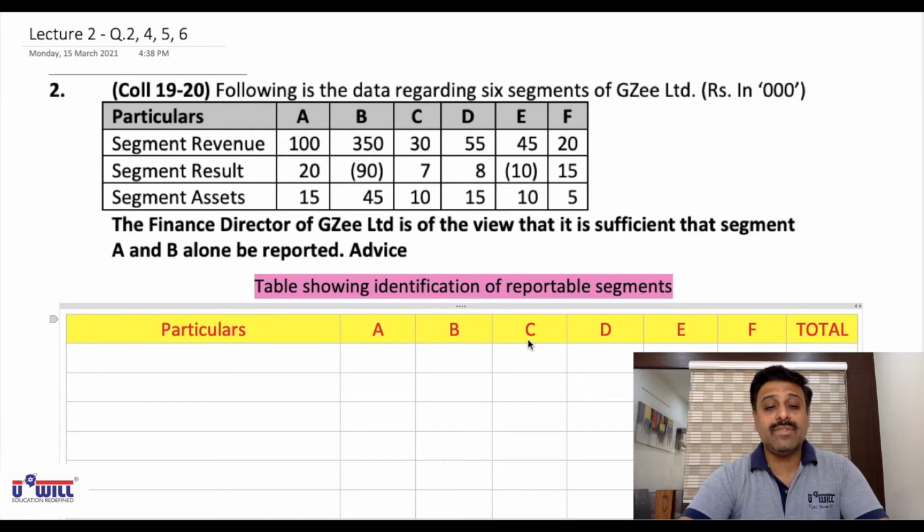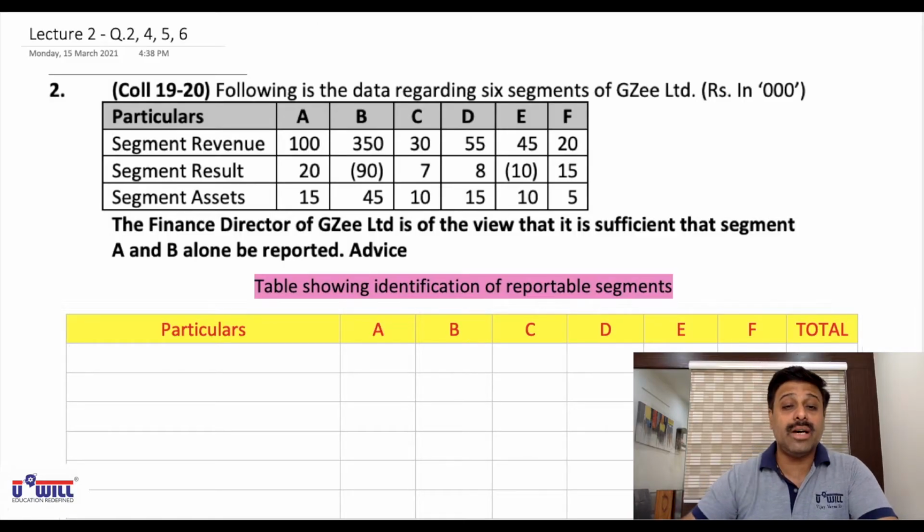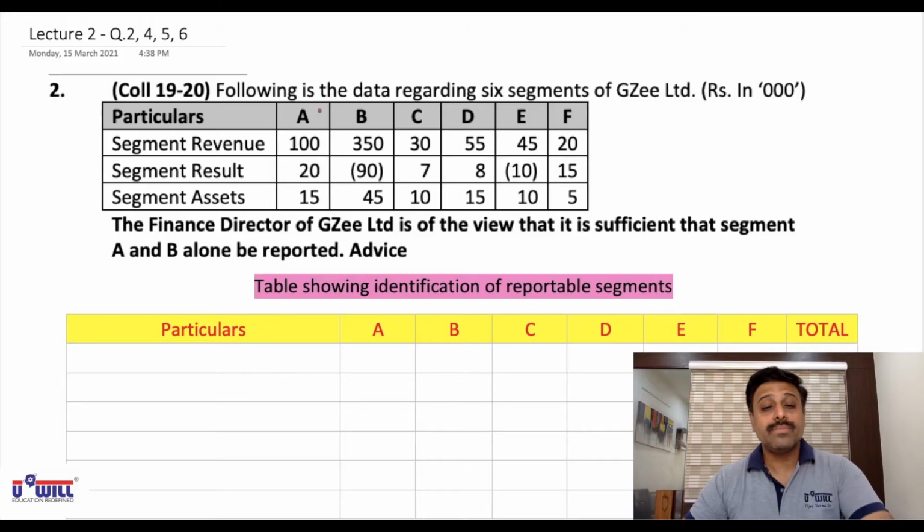And the third condition we had seen was regarding segment assets. Whichever segments have at least 10% of total segment assets will have to be reported. So based on this concept, we solve the questions today. All of you take out your study material. Question number 2. Be attentive.